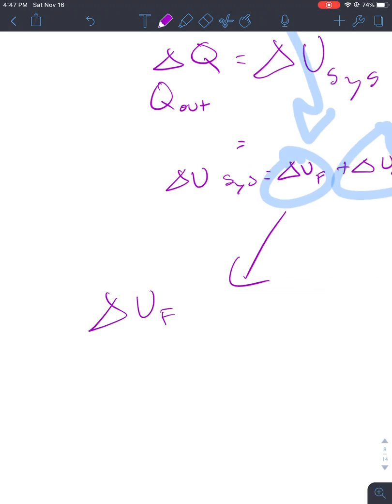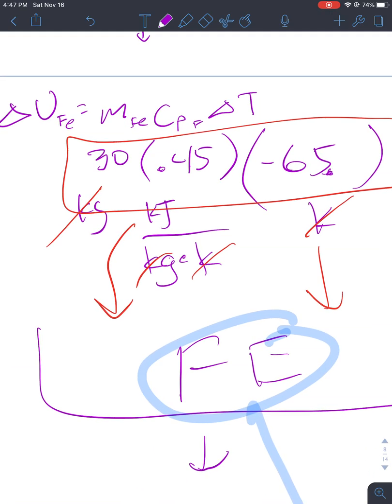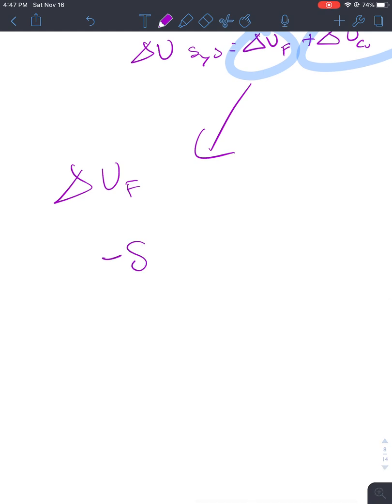So delta U after putting that into a calculator ends up being, let's see. Let's put it in a calculator. 30 times 0.45 times negative 65. I think that's equal to negative 877 kilojoules.